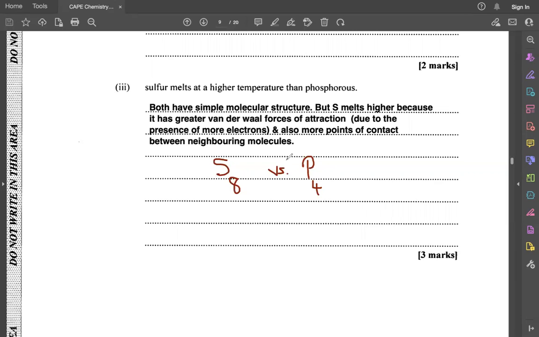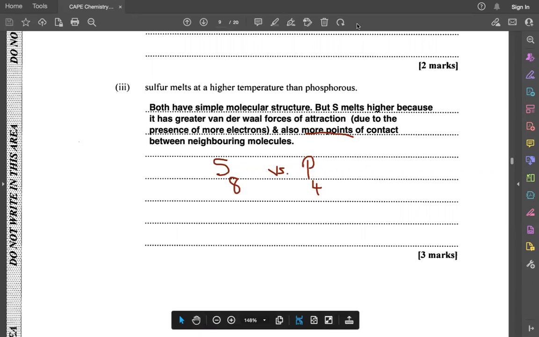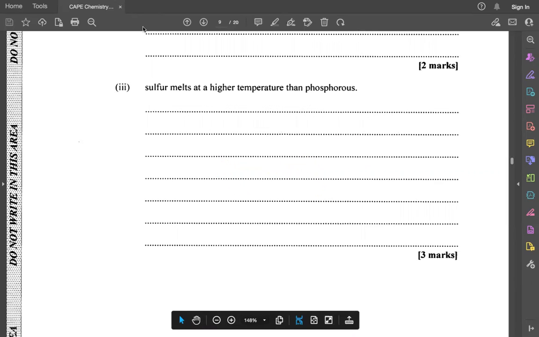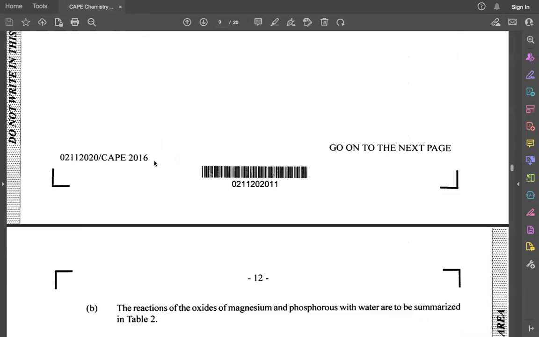So all of this should suffice for the 3 marks. Make sure you hit on this points of contact point though as well, right? So more points of contact between neighboring molecules, and that should be good for 3 marks. So let's clear this and keep it moving right along.